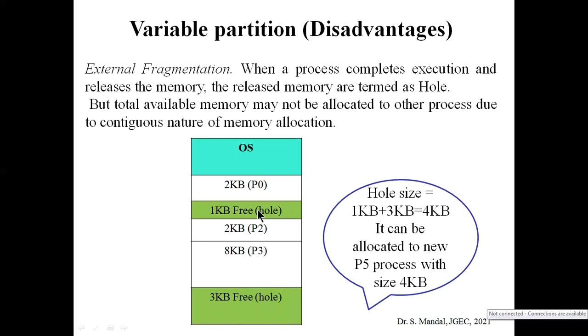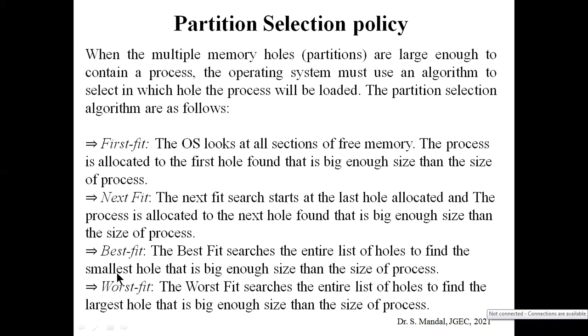Obviously it will check first. It is quite possible that if we use this kind of rule, that is, check the first hole, as its size is less than the process size of 2 kilobytes, the process will not be allocated to it. And as the size of the next hole is 3 kilobyte, a process with size 2 kilobyte can be allocated to it. So there are four rules or algorithms that can be followed to select the particular hole for the new allocation. Here you can see first fit. So what is the first fit technique?